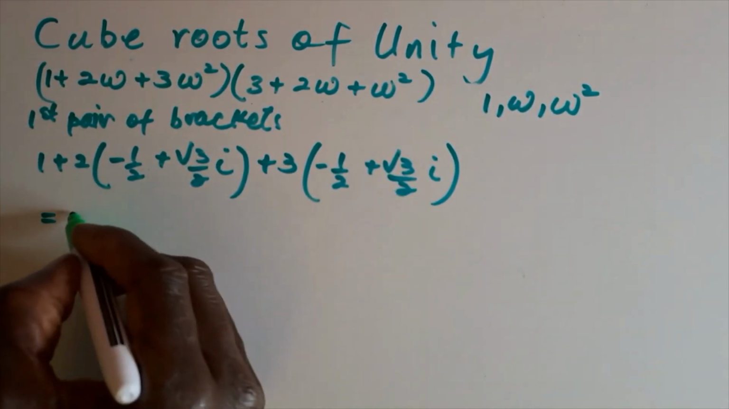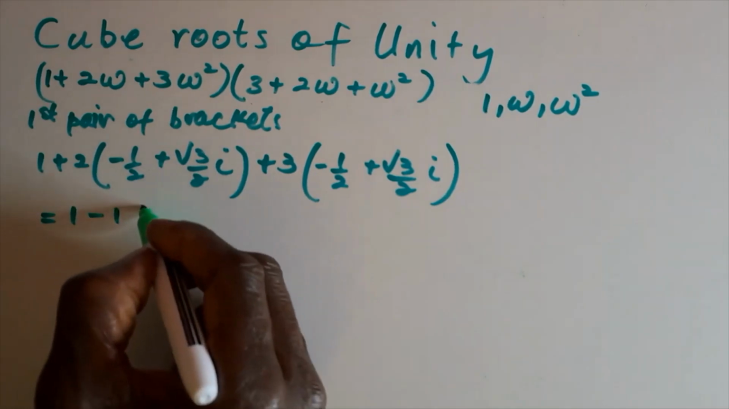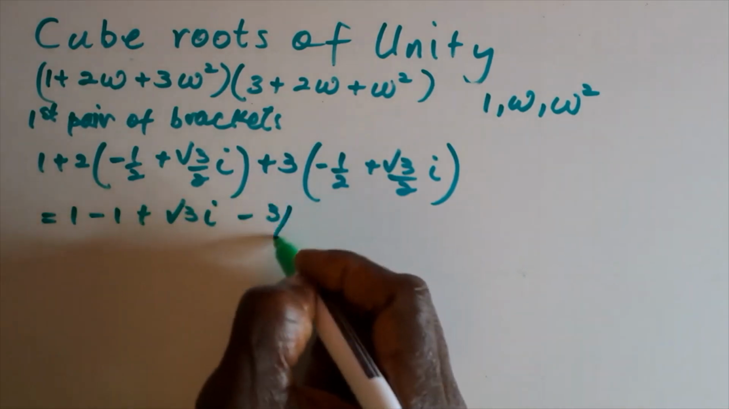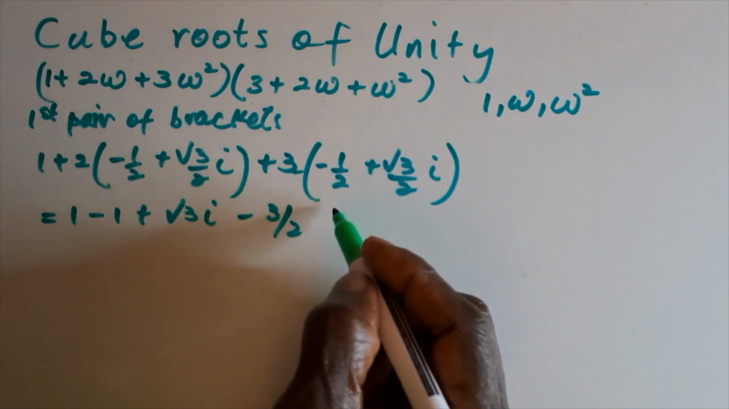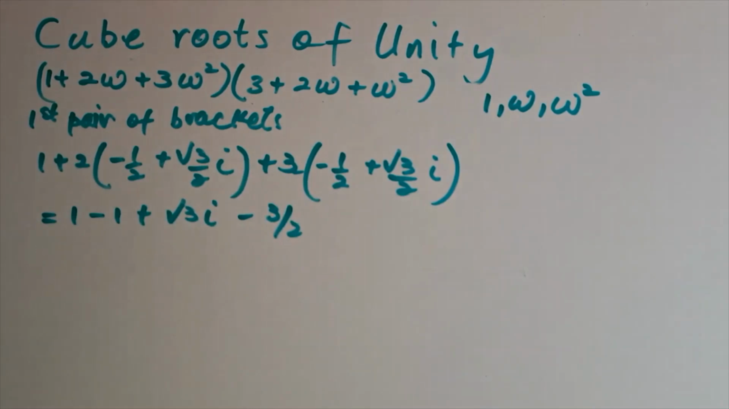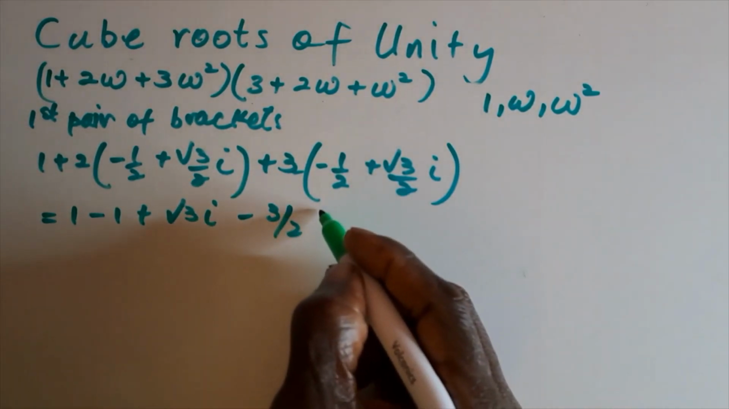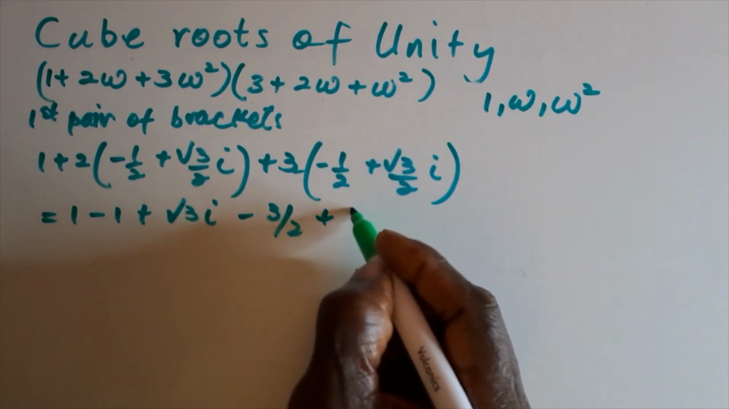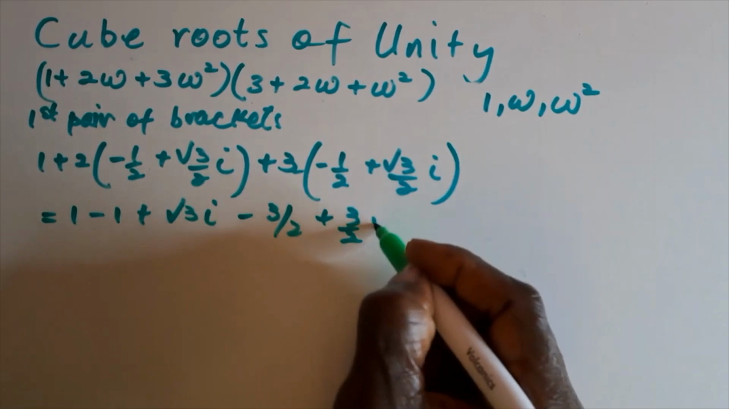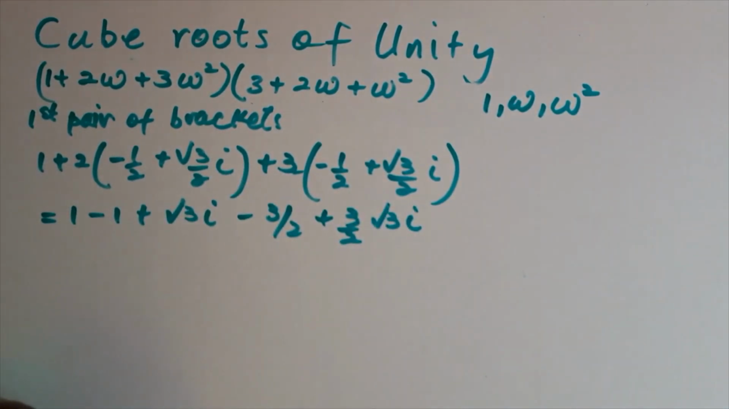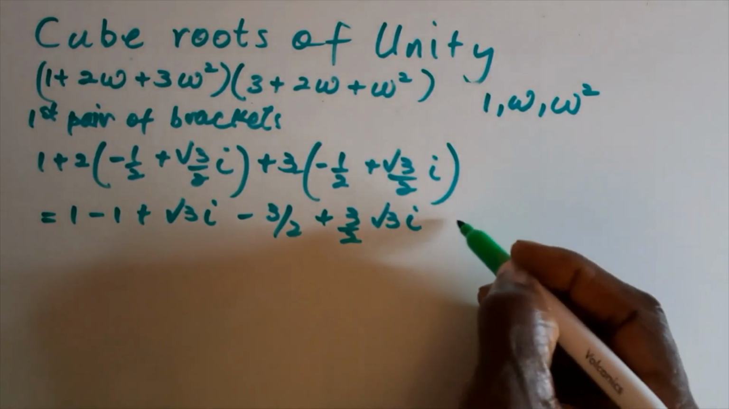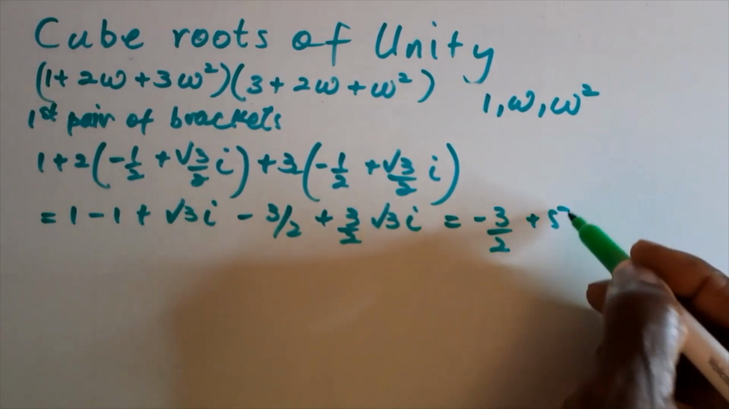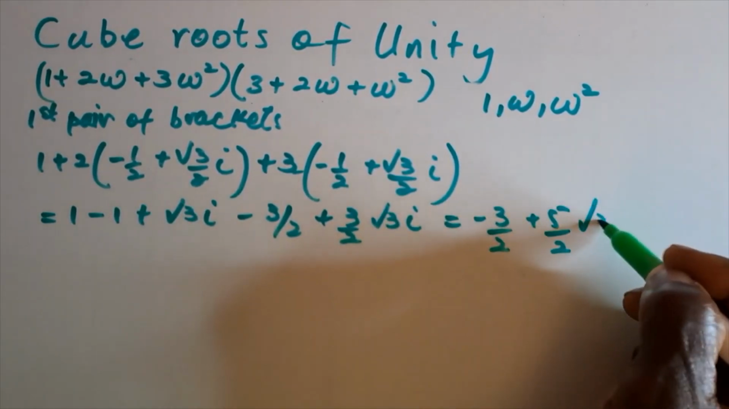This evaluates to 1 minus 1, add root 3i minus 3 over 2 here when we clear the brackets. And lastly here we have add 3 over 2 root 3i. And this evaluates to minus 3 over 2 add 5 over 2 root 3i.